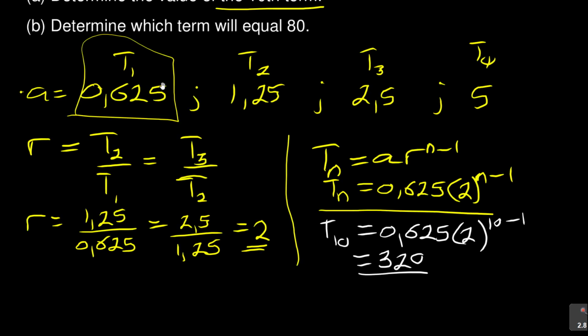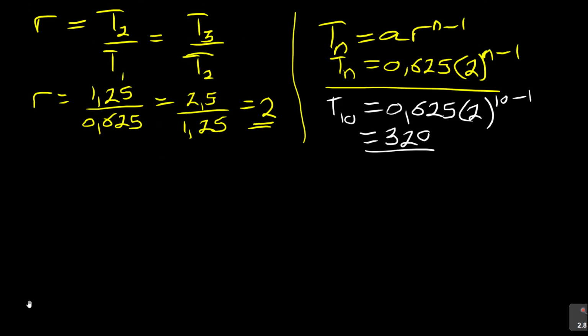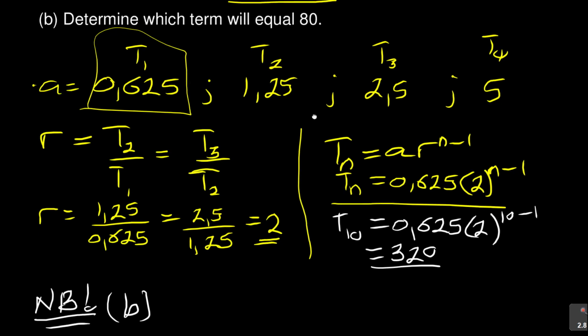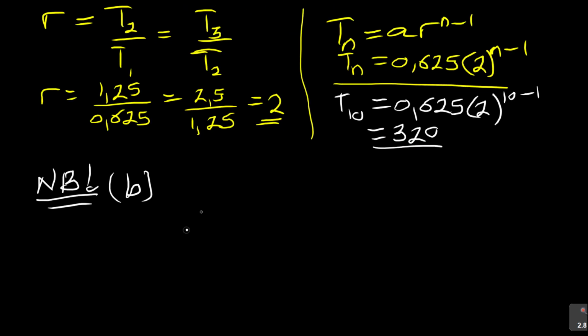Now I want you to pay attention to question B. Note, NB. Pay attention on question B. It says, which term will equal 80? So it means now I want the position of that term, meaning they have given me that Tn is equal to 80. Now they want me to find n.